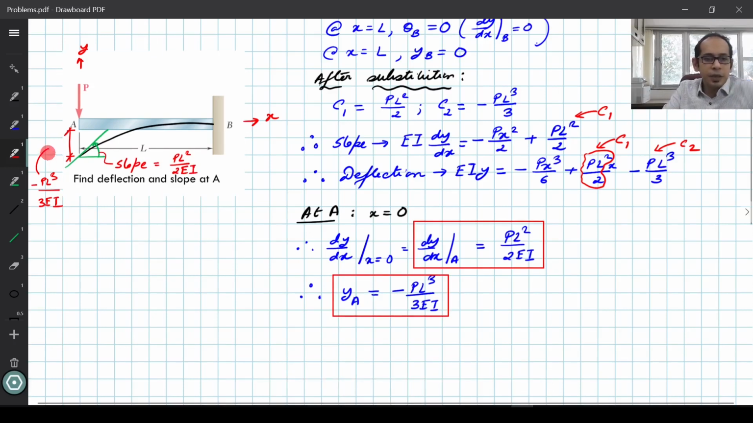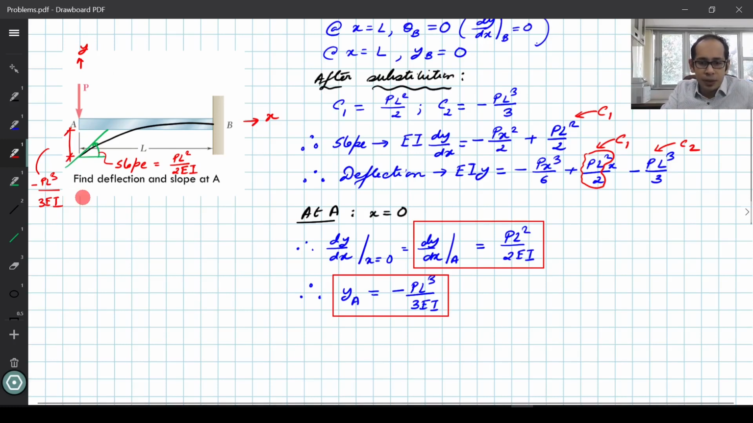So this is the deflection, and you will see that over time, as you keep on writing this equation, it becomes sort of ingrained in your memory that for a cantilever with a tip load, the deflection works out to be PL cube by 3EI, and the slope is PL square by 2EI. So the slope is positive and the deflection is negative because it goes vertically downwards over here.